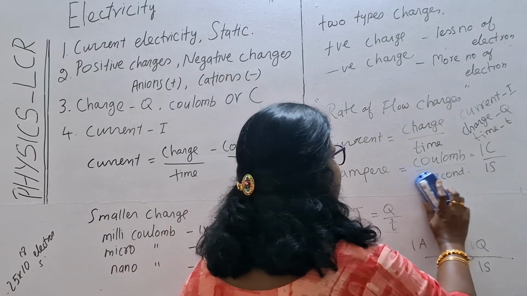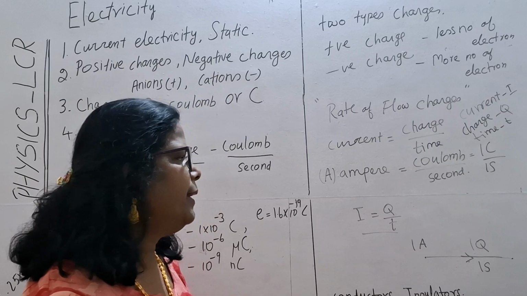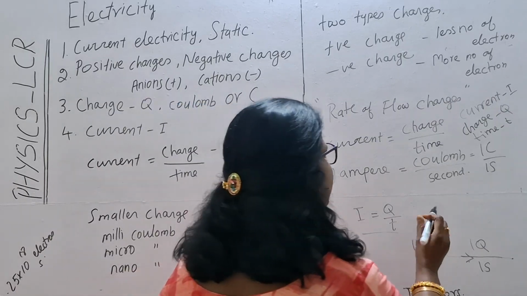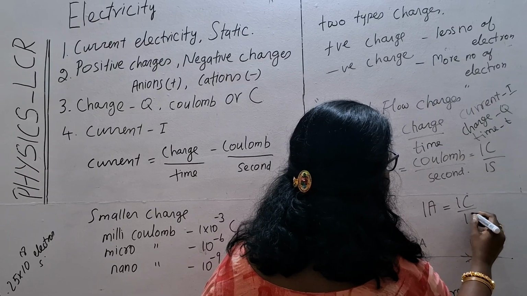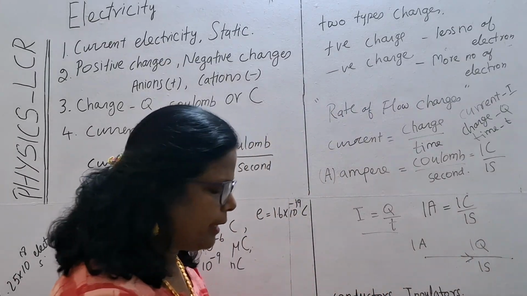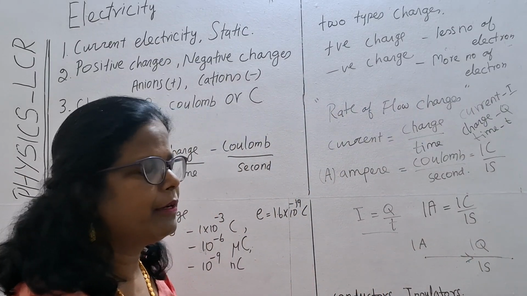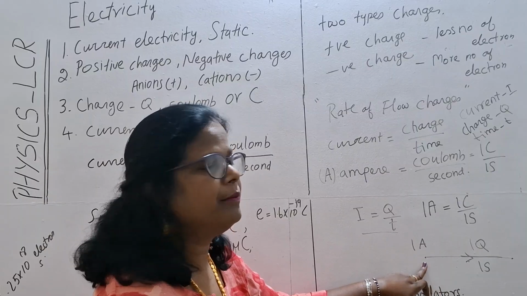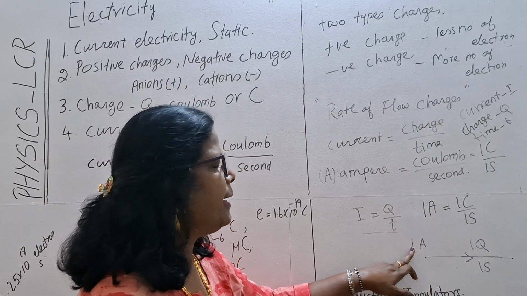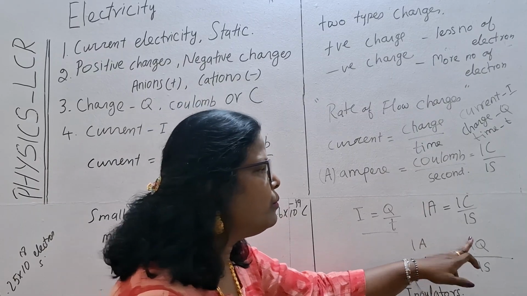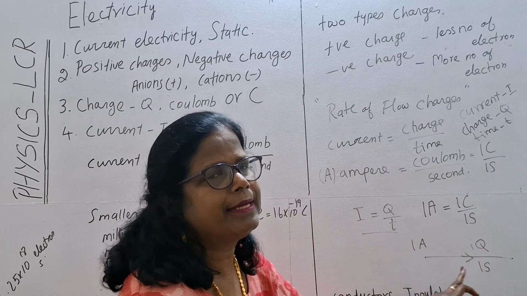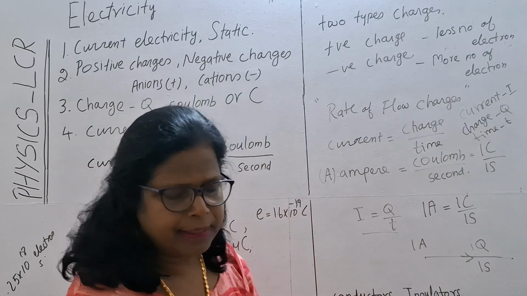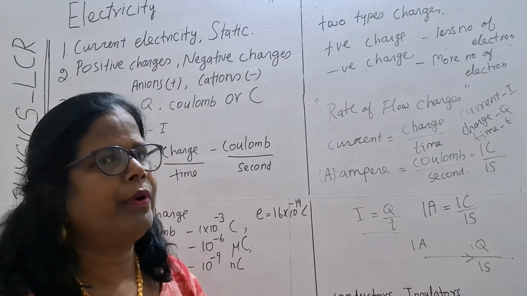So we can define 1 ampere. 1 ampere current equal to 1 coulomb by 1 second. Current passes through the cross section of the conductor. Here I am showing: 1 ampere current means 1 coulomb charges travel through this conductor in 1 second. That conductor is carrying 1 ampere current.